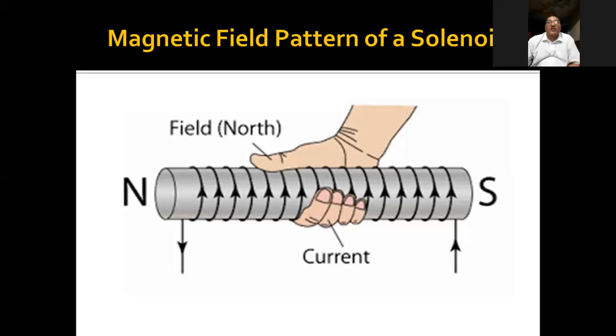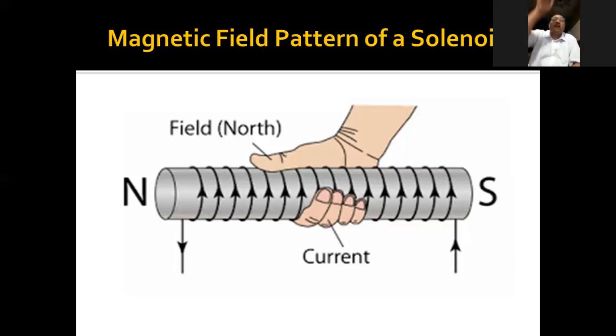So the current is entering from here. You see that the current is coming from here going up, and from that side it is going down. So on the side of the rod which is facing us, the current is going up.